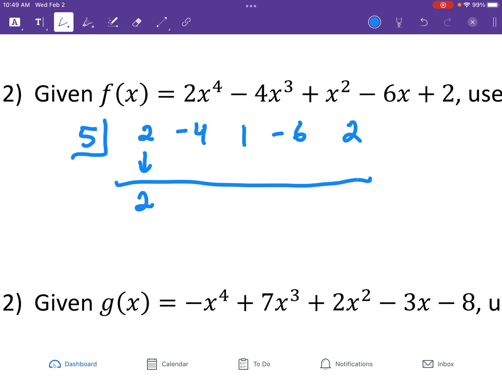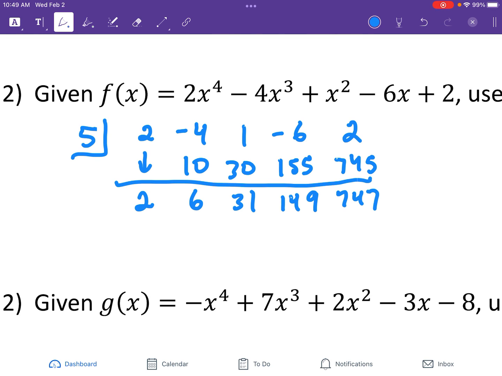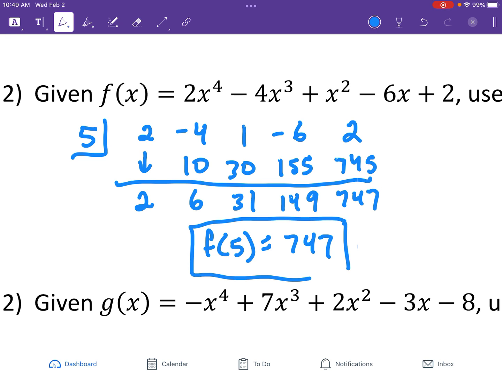Drop the first number, which is 2, times 5 is 10, which gives us positive 6, times 5 is 30, plus 1 is 31. I don't know what 5 times 31 is, so I'm going to put that in a calculator. 5 times 31 is 155, minus 6 is 149, times 5 is 745, plus 2 is 747. So the answer to this question is f of 5 is equal to 747. That's how you answer this question.